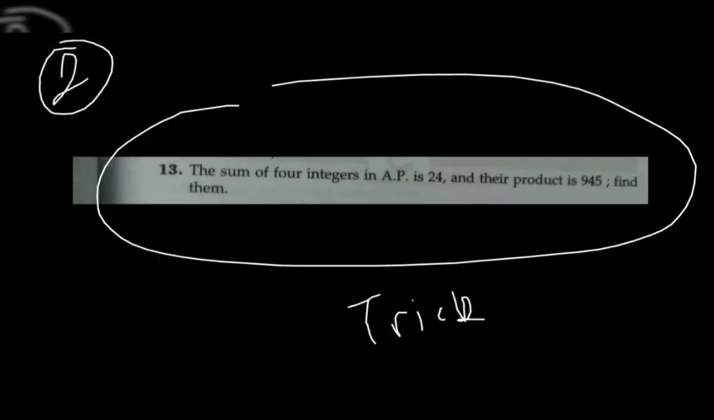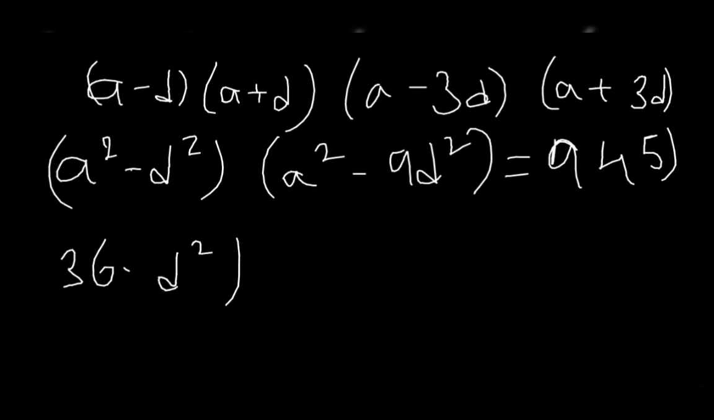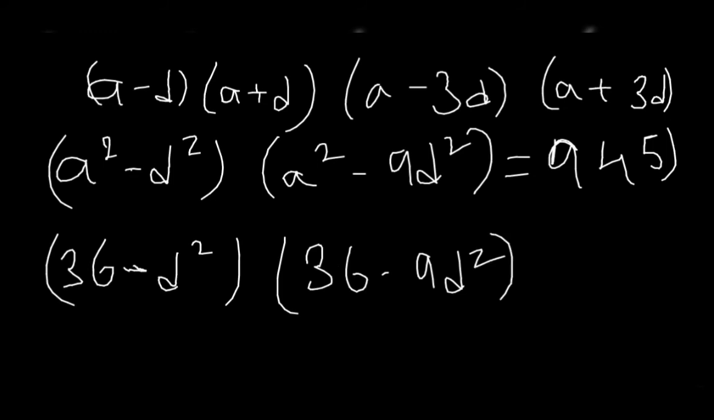One second. Let's go to the 945. You know the value of a? It just came out 6. So 36 minus d squared is equal to... then 36 minus 9d squared is equal to 9.